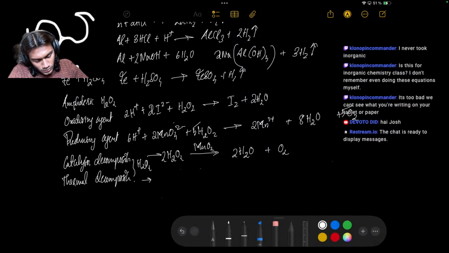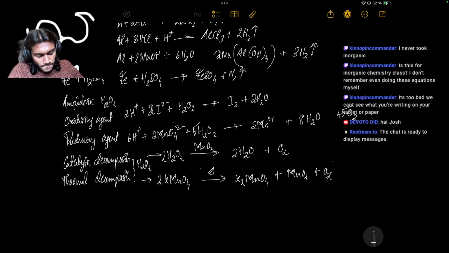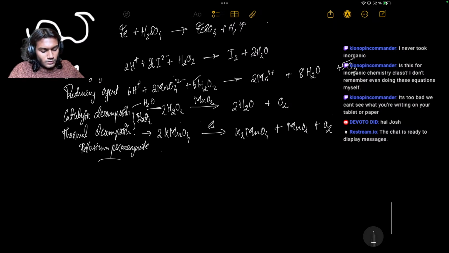So 2KMnO4 with heat gives K2MnO4 plus MnO2 plus O2. So it's not based on peroxide. This is for peroxide, and this is for potassium permanganate.